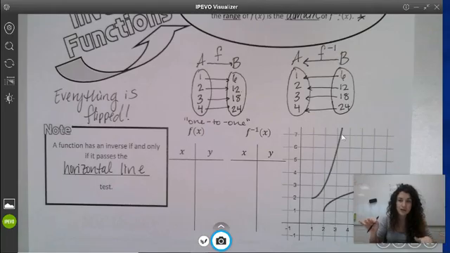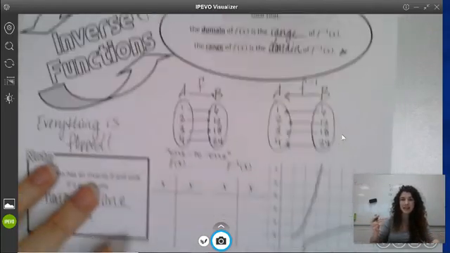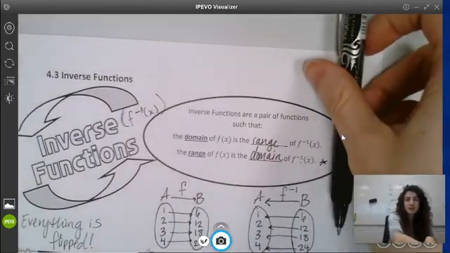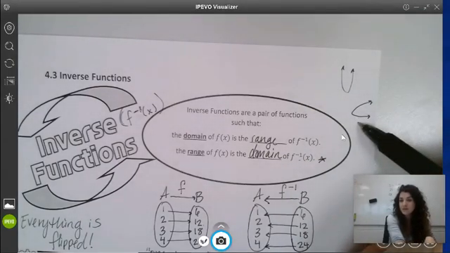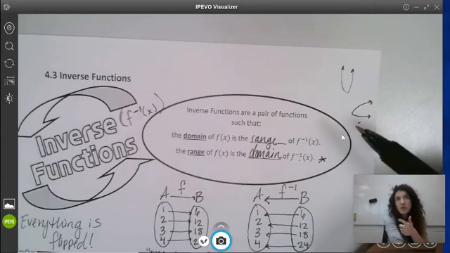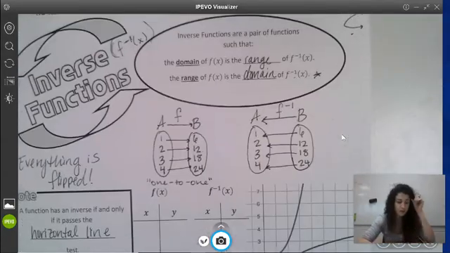So there's all of this technical terminology, but that's the main idea: if it passes the vertical and the horizontal line test, then the function and its inverse is a function as well. Then both the original and the inverse are functions.